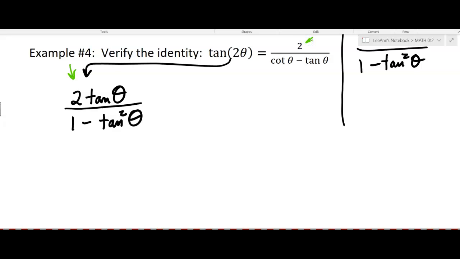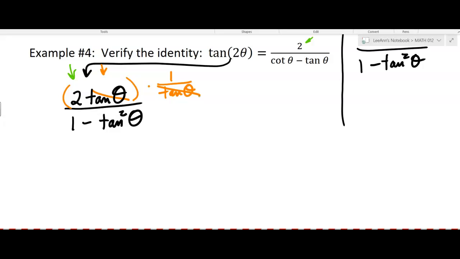Now, this next step might be something kind of unusual, like maybe you wouldn't think of it on your own, but it's why I'm doing this example, so you can see a different procedure. Okay, so we've got the 2 in the numerator, that's good, but we don't want this tangent theta there. Like, how could we get rid of that? Well, what we can do is take this numerator and multiply it by 1 over tangent theta. And then that tangent theta will cancel with that tangent theta.